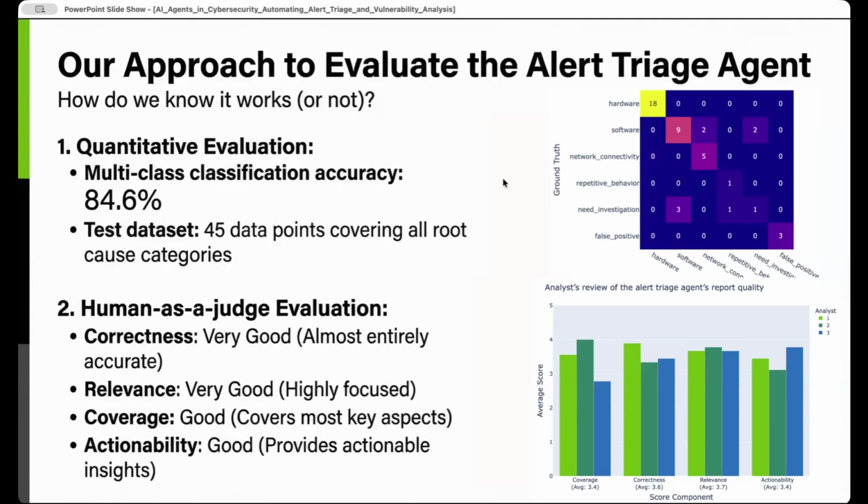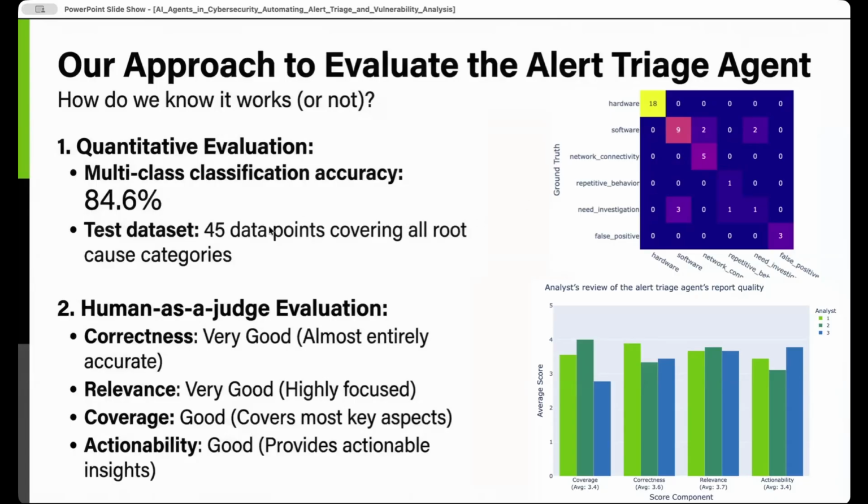For example, there's a categorization of the root cause of the alerts, right? Like what is the root cause of the alerts? It could be hardware, software, etc. And then they just check what is the classification accuracy, because in the end, there will be a predicted category from the agent, and then there's the ground truth, right? So from the human analyst, and then this is kind of the confusion matrix. And if all the numbers are on the diagonal, it means that it's very consistent with the human analysts. But if there's any number off the diagonal, it means that there's a mismatch between the agent recommendation to the human analyst.